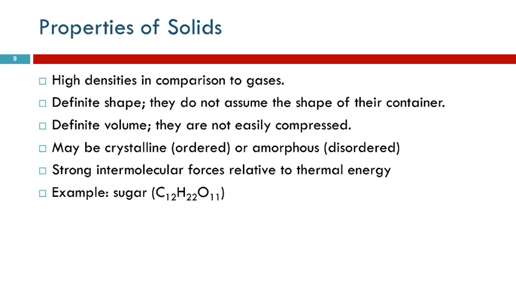Solids have high densities compared to gases, but they're roughly the same as liquids. They have definite shape and definite volume. We can divide solids into two broad categories, crystalline and amorphous. So crystalline will have some repeating order to the particles, where amorphous will have a random or disordered arrangement. Amorphous means without shape. And we've got stronger intermolecular forces here.